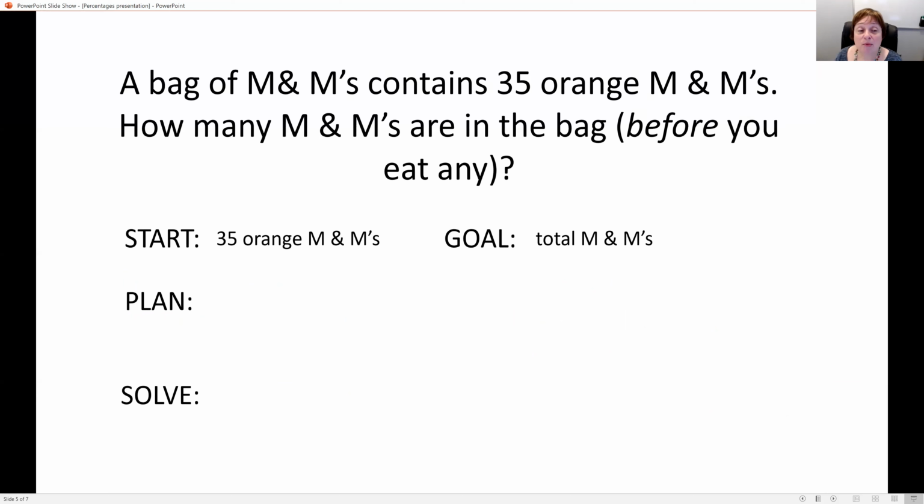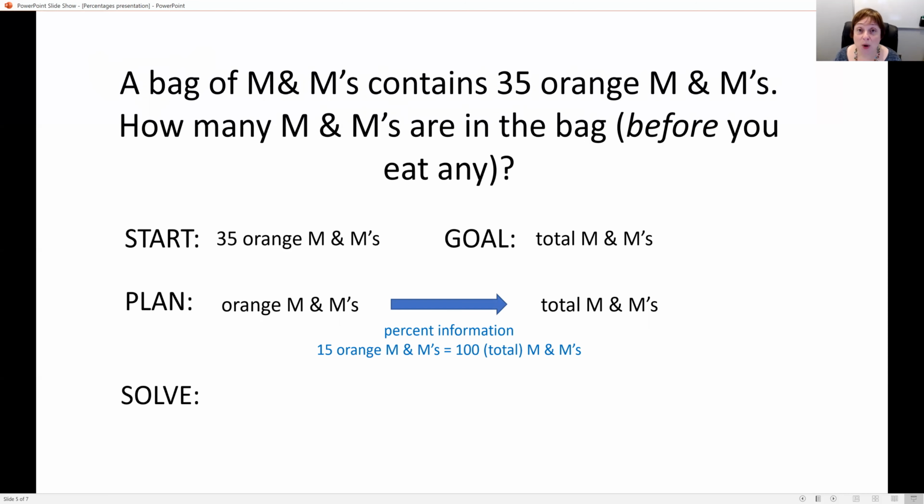So in our story of our problem, we're presented with 35 orange M&Ms, and our goal is to figure out how many total M&Ms are in the bag before we eat them. So I've written down my starting point over at the left and my total number of M&Ms, my goal, over there on the right. And I recognize that those are two different things. So I am going to need somewhere in this problem a conversion factor between these two different materials. And that's what percentage is. It's a conversion between parts and whole. And we have that information from previous slides.